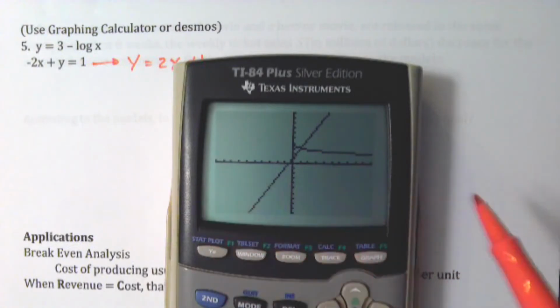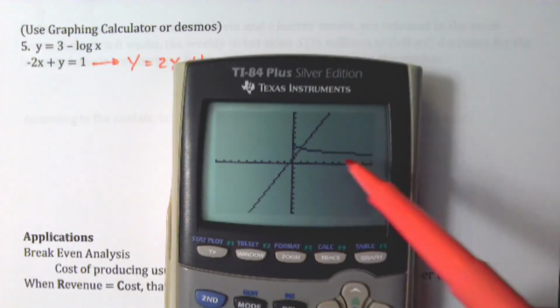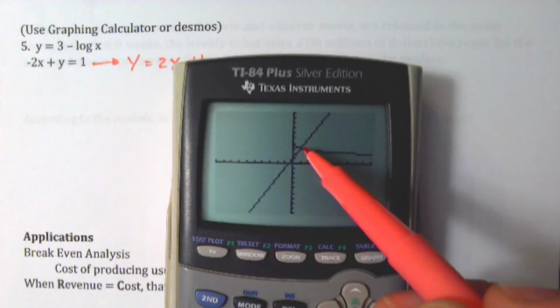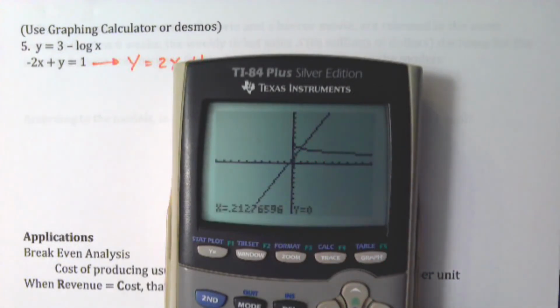So this is just a standard graph, 10 by 10, and it looks like it's intersecting up here in quadrant 1, and you can use your trace tool, and you can try to get as close as you can, but the nice thing about it is we just have a tool that will find that point for us.